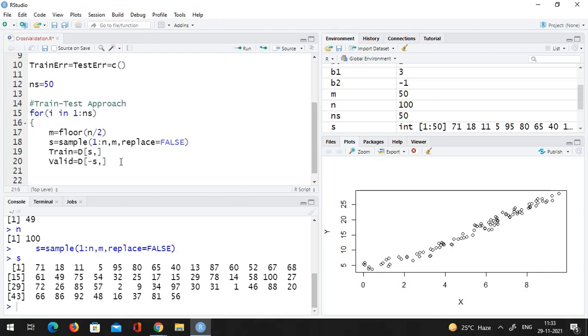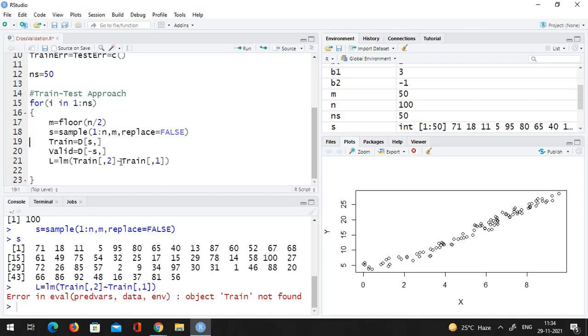Now I have to fit the model only to the training part. The validation part will be used just for getting the prediction error. Okay, the model fitting, estimation of beta naught, beta 1, etc. is to be done only on the training part. So I will have lm of train 2 tilde train 1. Is it okay? Yes, ma'am.